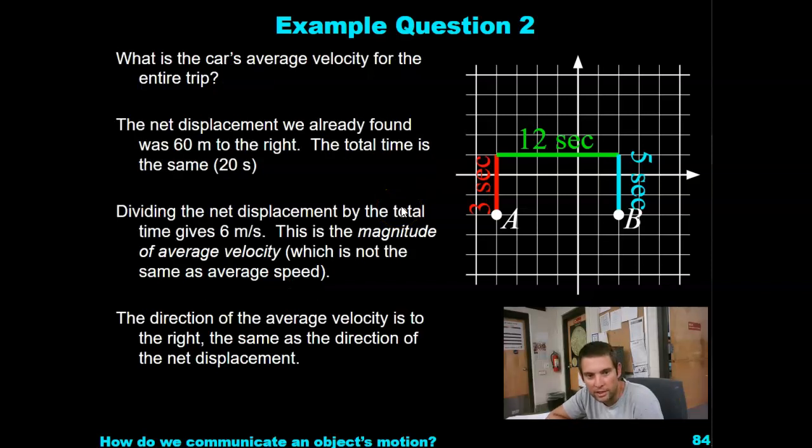And here we go. We know the net displacement is 60 to the right. The total time is 20 seconds. Dividing the net displacement by the total time is going to give us 6. That's the magnitude of average velocity. It's not the same as your average speed. Remember, magnitude is just how much or how big. The direction of the average velocity is to the right, so it's going to be a positive. The same direction as the net displacement.